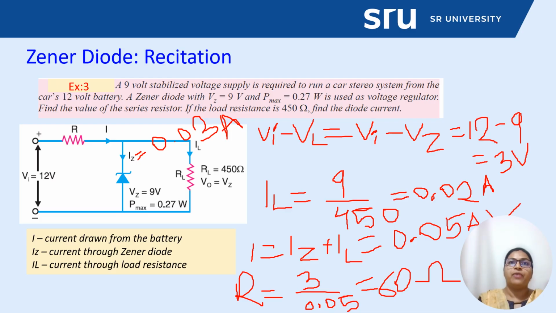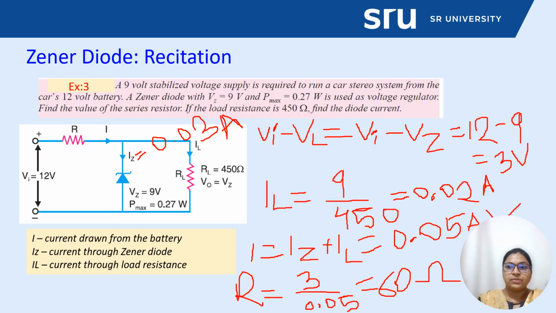So 0.02 and 0.03 gives around 0.05 amps. Finally, the value of the series resistor R will be the voltage drop across R divided by the current through R, since the diode current I is 0.05. So 3 divided by 0.05 is equal to 60 ohms. This is the Zener diode as a voltage regulator, and how to find the total diode current and its variation from given Zener diode values.